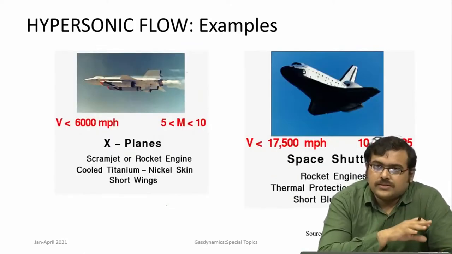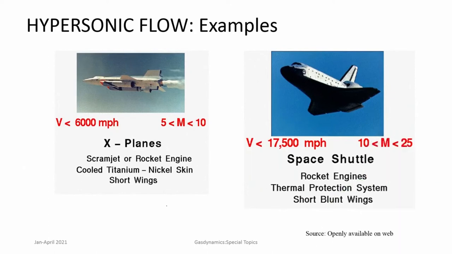Now, if you just take a look at how these vehicles are. For example, here you have a typical research vehicle which is supersonic in nature. Its Mach numbers are significant but not very high, and if you look at the way they are designed, they all have sharp surfaces, made of titanium and such high temperature materials. But essentially a sleek body with thin wings.